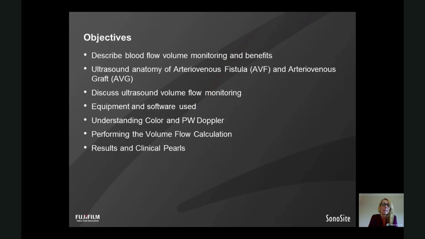The objectives today will describe blood flow volume monitoring and the benefits, the ultrasound anatomy of arteriovenous fistulas and arteriovenous grafts. We'll discuss ultrasound volume flow monitoring. We'll look at the equipment and software used. We'll look at understanding colour and pulse wave Doppler. We'll look at performing the actual volume flow calculation. We'll look at some results and some clinical pearls from my experience.